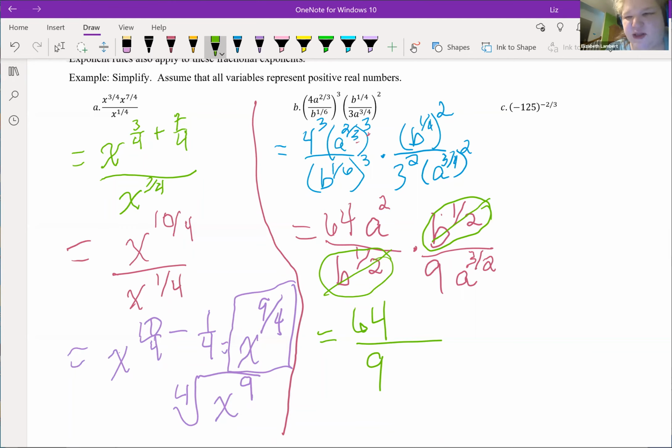Now we just have to figure out those a's. So I have a squared on top, a to the 3/2 on the bottom. Upstairs, downstairs, we're going to subtract 2 minus 3/2. Well, 2 is the same as 4/2. 4/2 minus 3/2 is 1/2. So a to the 1/2, which we could also write as the square root of a.